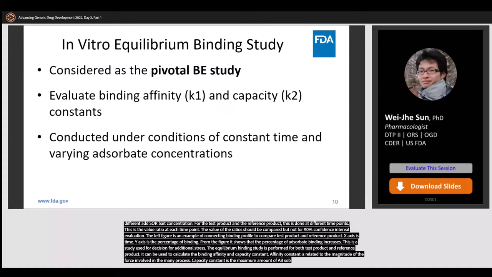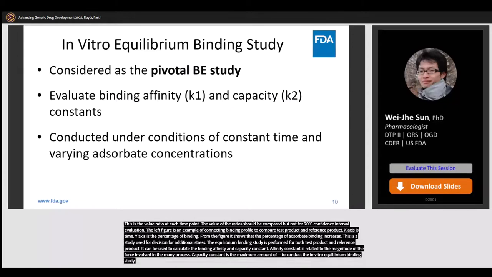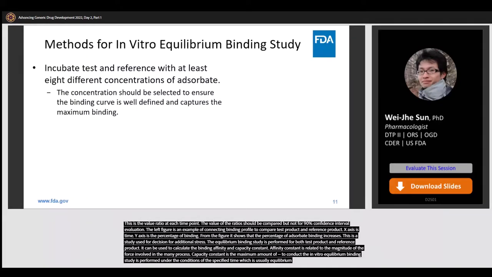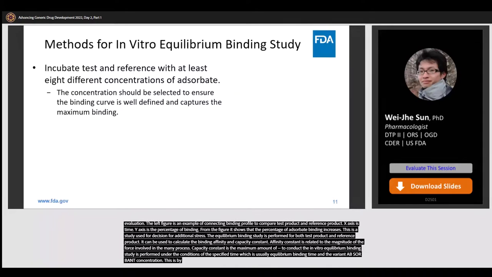To conduct the in vitro equilibrium binding study, it is performed under the conditions of the specified time, which is usually the equilibrium binding time, and varying adsorbate concentrations. This slide discusses how to conduct an in vitro equilibrium binding study. This study is performed by incubating the test product and the reference product with at least 8 different adsorbate concentrations. It is important to select suitable adsorbate concentrations to obtain the accurate capacity constant, K2, which is used to determine the 90% confidence interval.